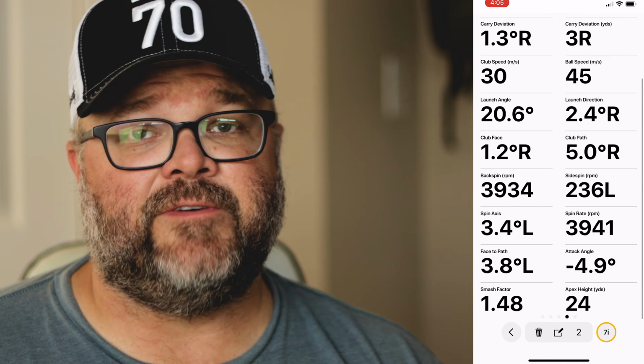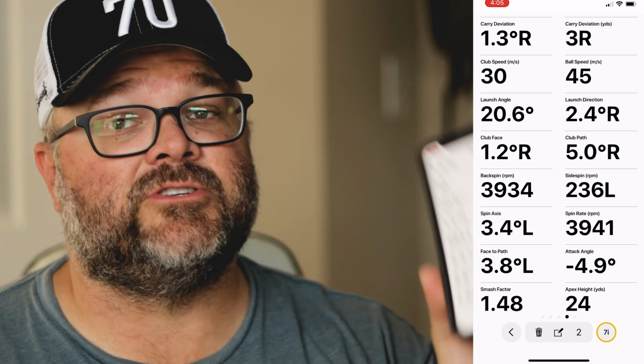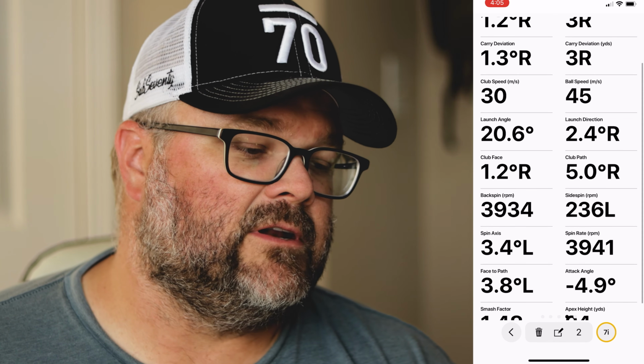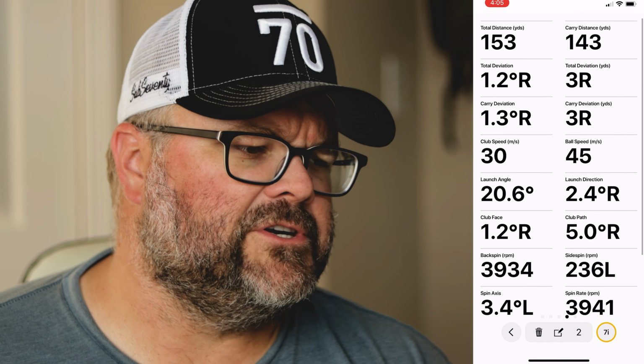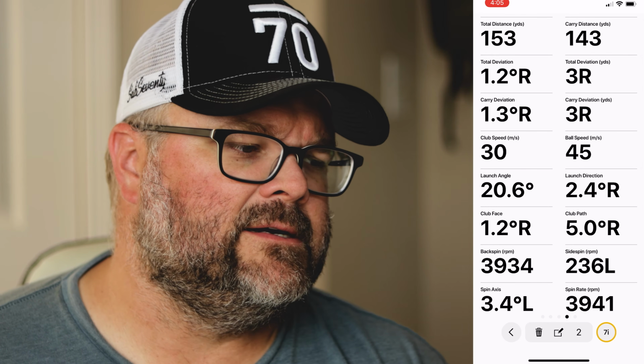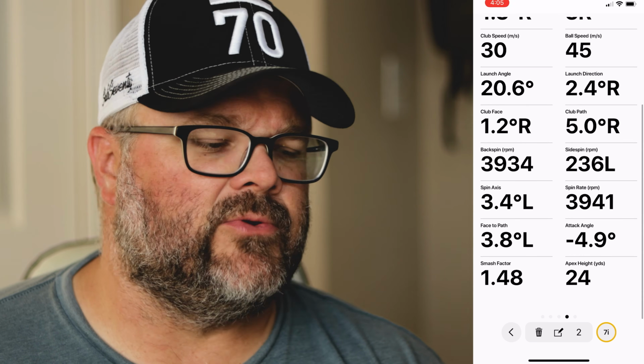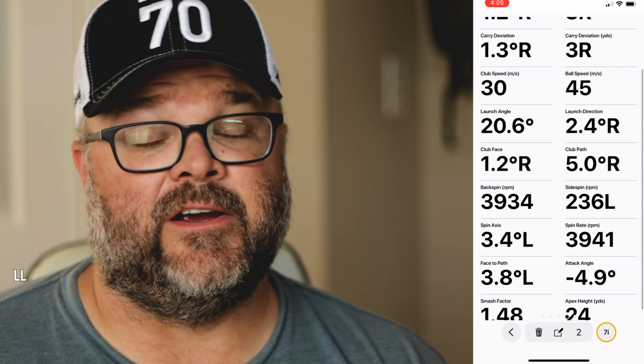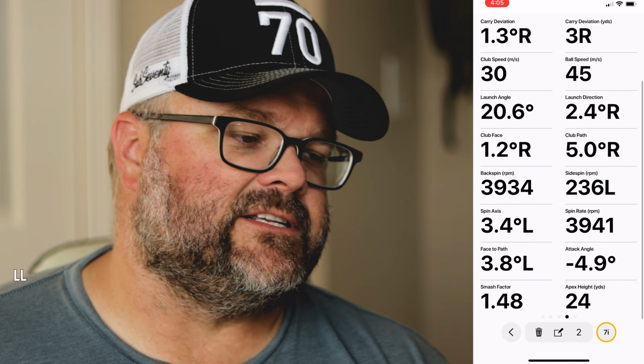And then smash factor, 1.48. There is no way that's true for a 7-iron. For a shot that carried that far and went that high, I don't think that's true. There's no way that could be possible. That's very high. So just an FYI there.